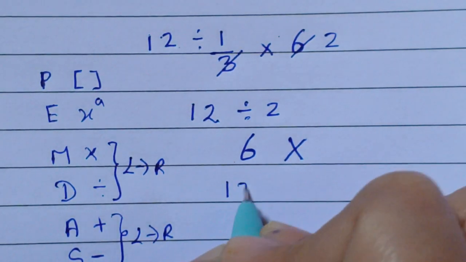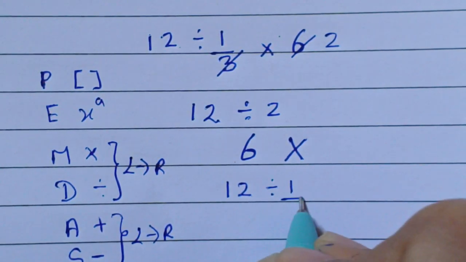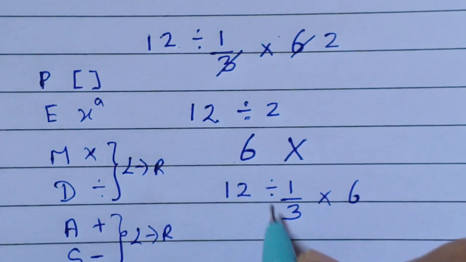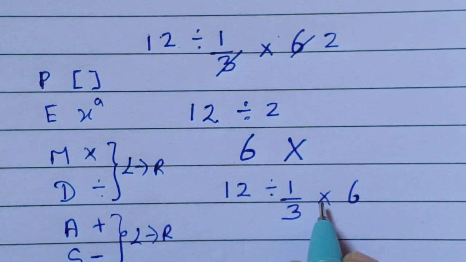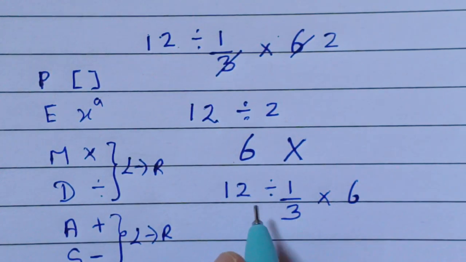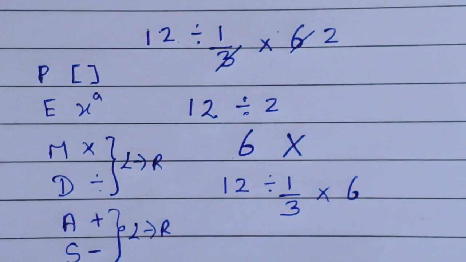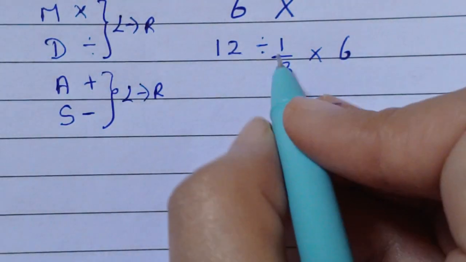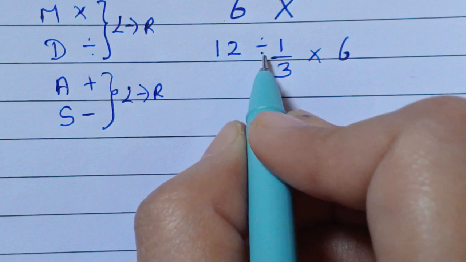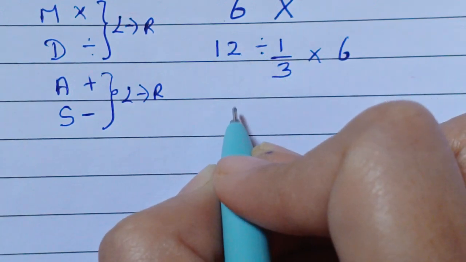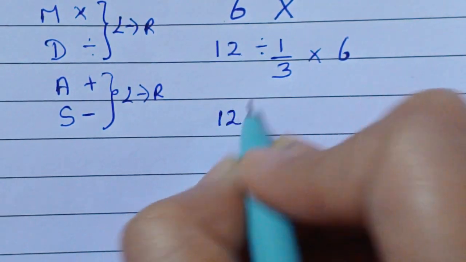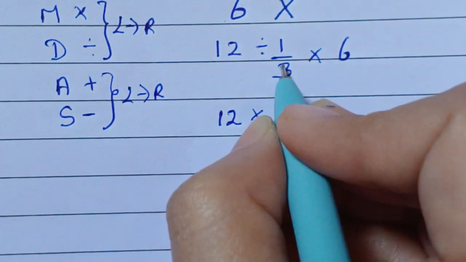So write the question: 12 divided by 1 over 3 times 6. So here, as you know, division and multiplication both have equal priorities, therefore we go from left to right. First we'll solve this part. So here in division a fraction is there, then use the KCF rule. It means keep the first fraction as it is, change this division into multiplication, and flip this.